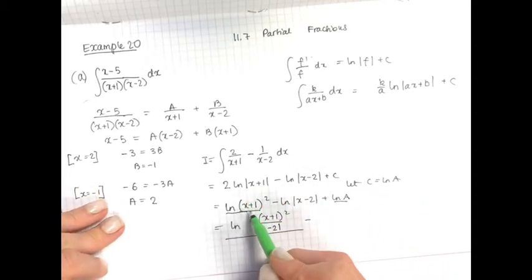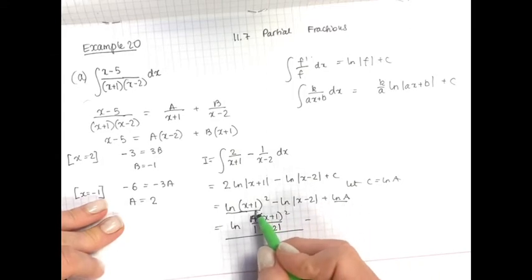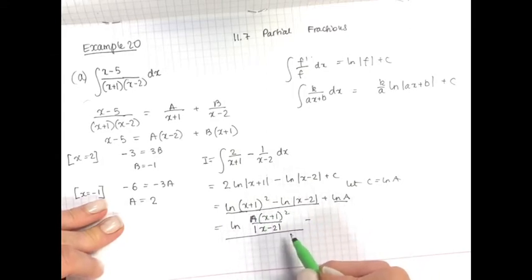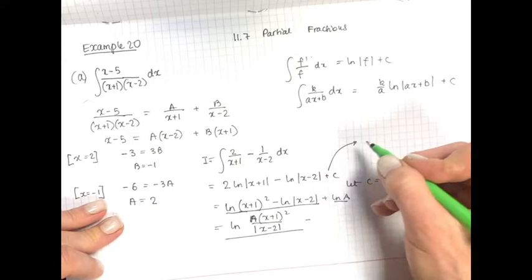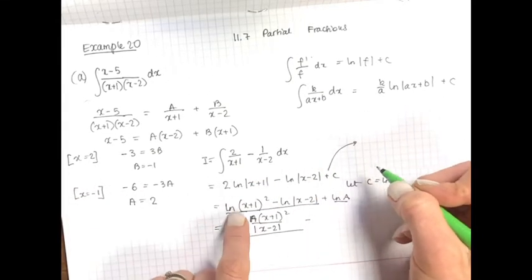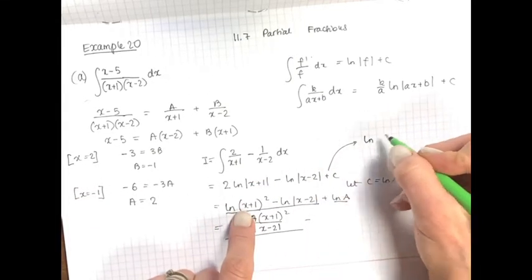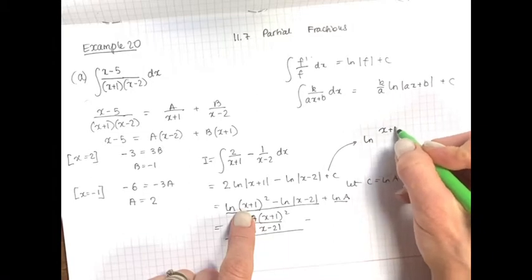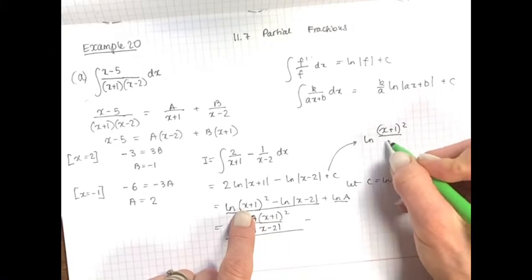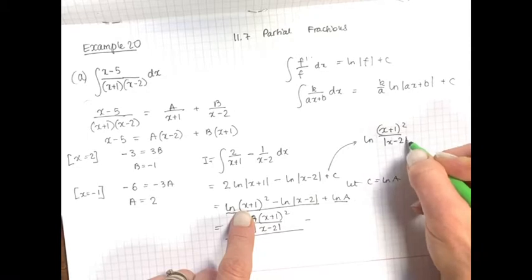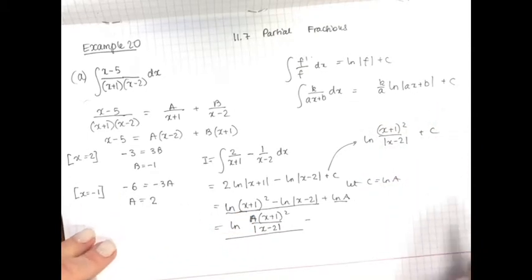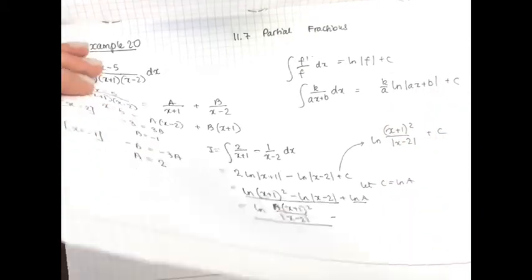That's just an alternative way of writing the answer. But you could have just combined the first two, which is also a possibility. In that case, you put the 2 as the power, and you write ln of x plus 1 squared over x minus 2, plus c. Or you could put everything in the modulus as well.